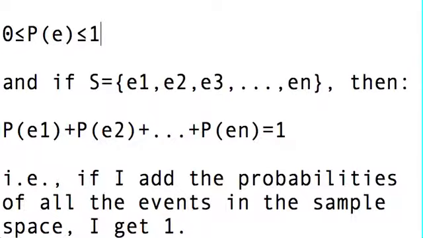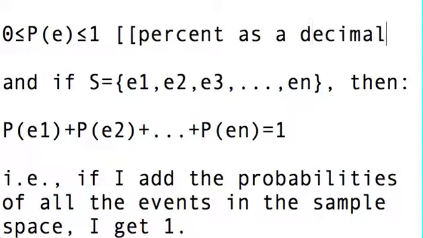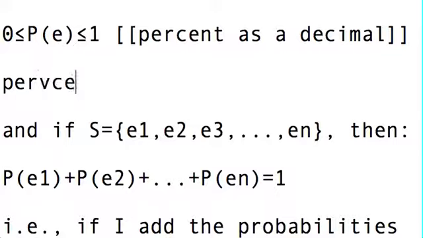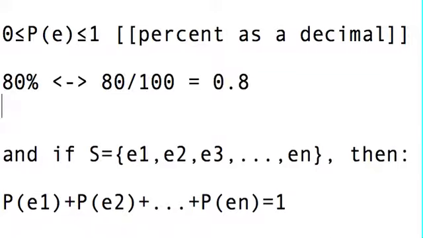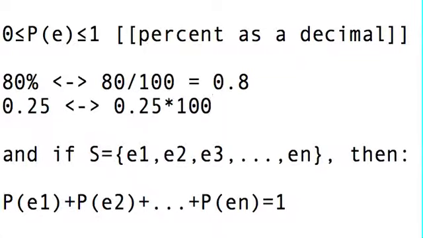So what exactly do these mean? Well, first of all, why do we do a probability as something between 0 and 1? Here we're thinking of a percent as a decimal between 0 and 1. So, recall that I can start with any percent. If I start with 80%, that corresponds to 80 divided by 100 is equal to 0.8. Whereas if I have, say, 0.25, that corresponds to 0.25 times 100%, which is 25%.